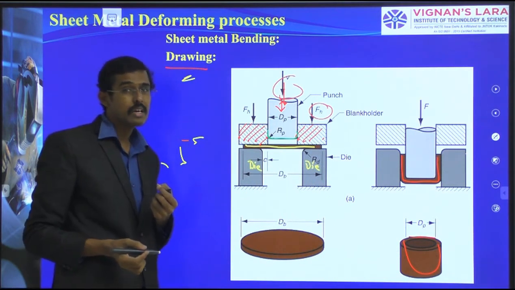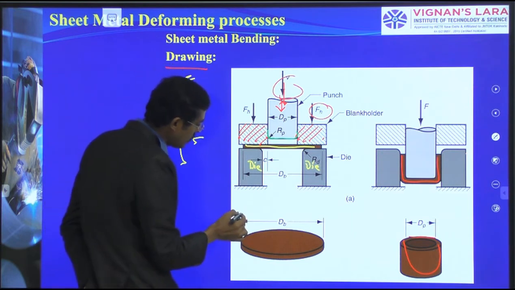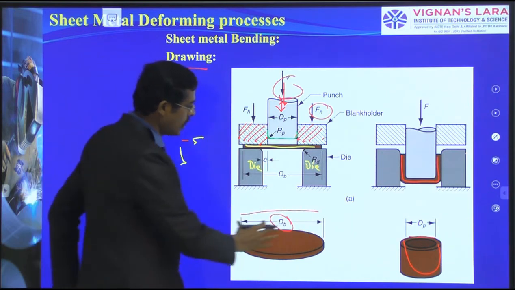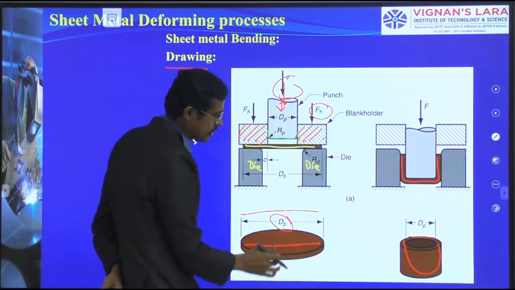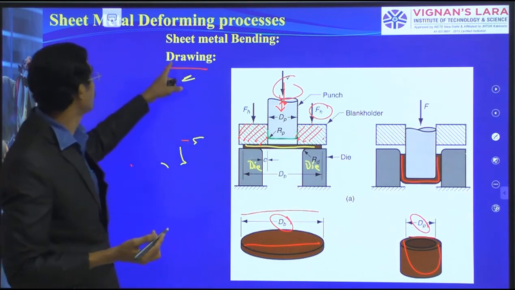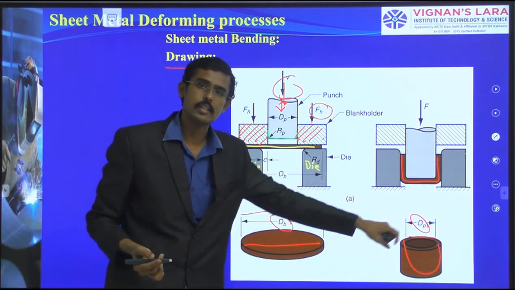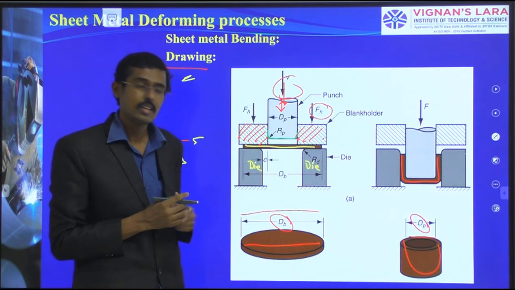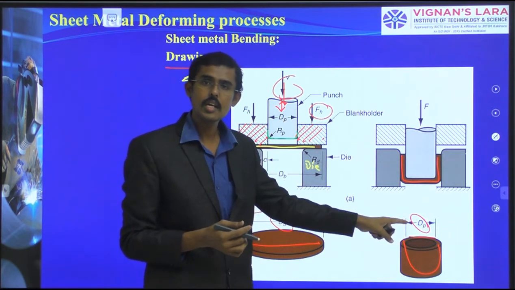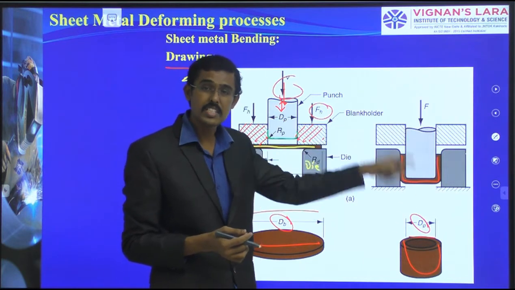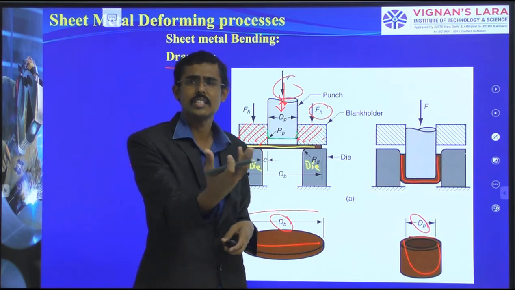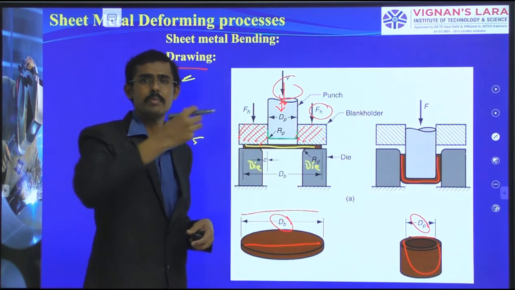Initially, how much have we kept there? We have kept the total diameter of dB. And this total dB, this total length, has been converted into a small dp. After the drawing operation, it is going to be like this. It is dB before drawing. But after the penetration, after the punching has been given, it converted like this. Maybe you can understand this is a cup. Like a cup it has been converted.